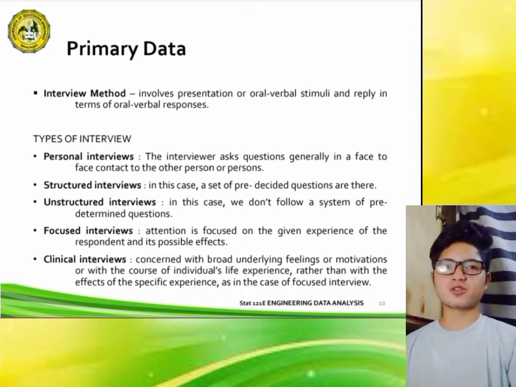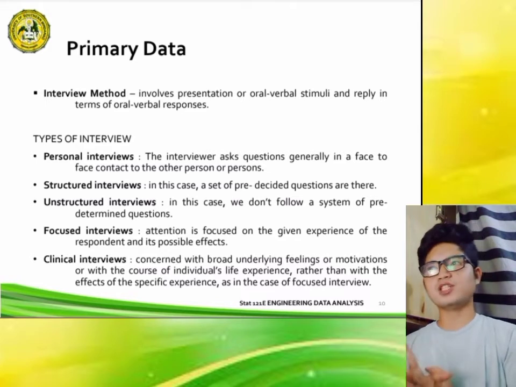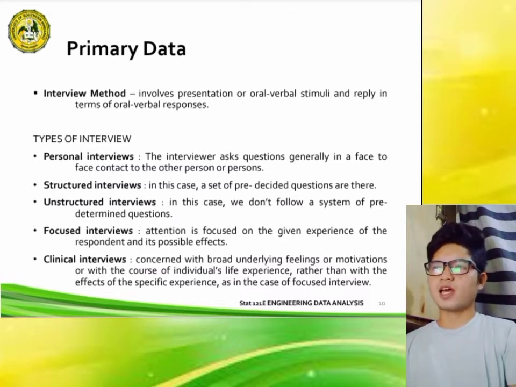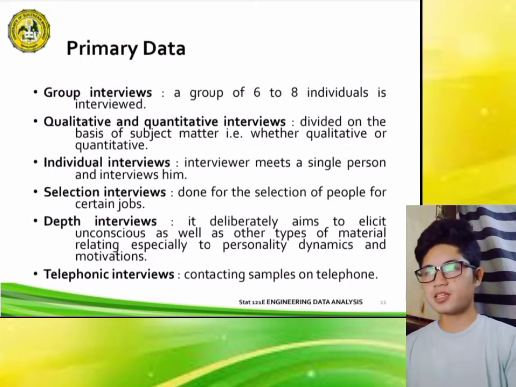So 'di ba, yung doctor ay iniinterview niya yung patient kung ano yung mga iniinom niya, ano yung mga past experience niya siguro na it may affect sa condition niya ngayon. So ganun. And then we have group interviews. So a group of 6 to 8 individuals is interviewed. So ayun, parang grupo sila na i-interview.